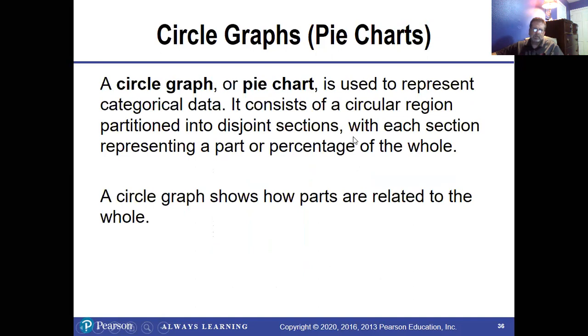And then we have circle graphs. You've known them as pie charts. These are usually for categorical data. A circle graph consists of a circular region that is separated into sectors, and it shows how parts are related to the whole.